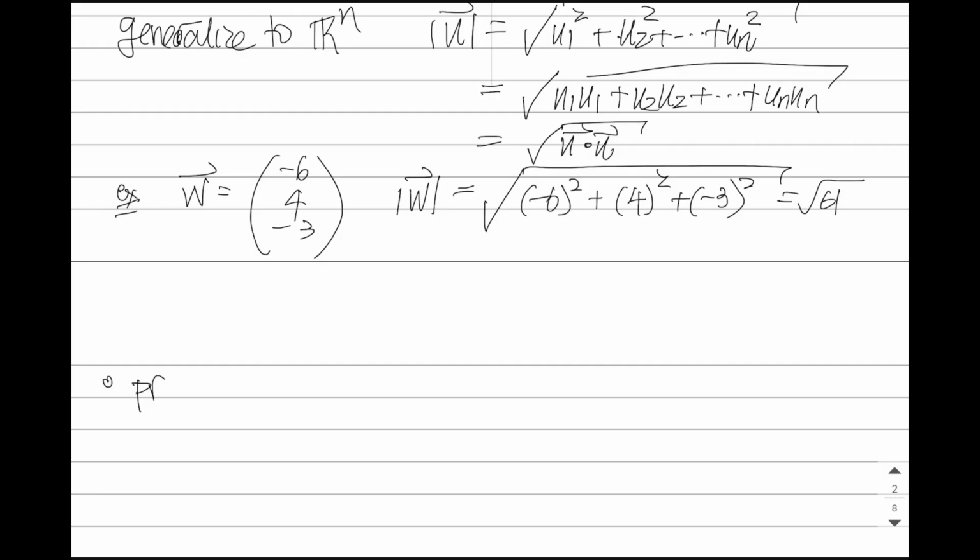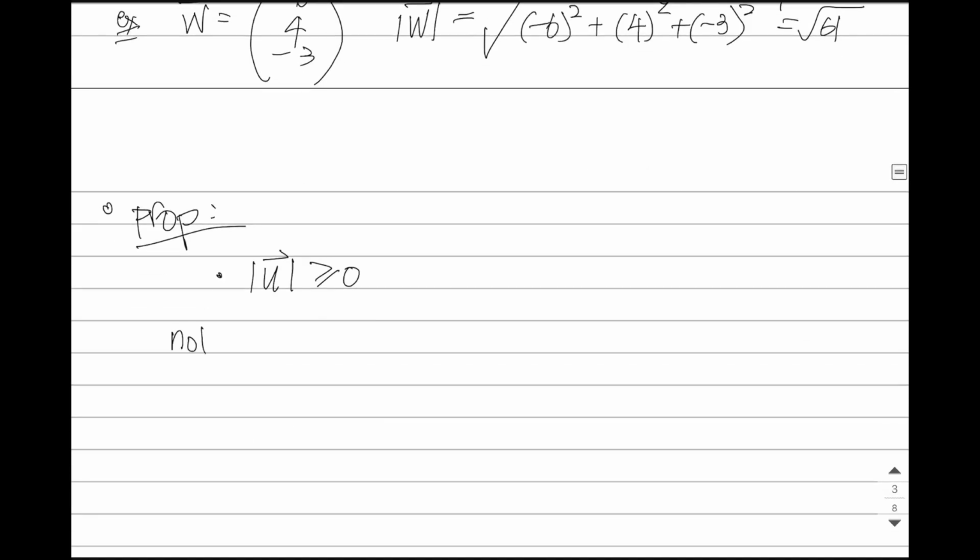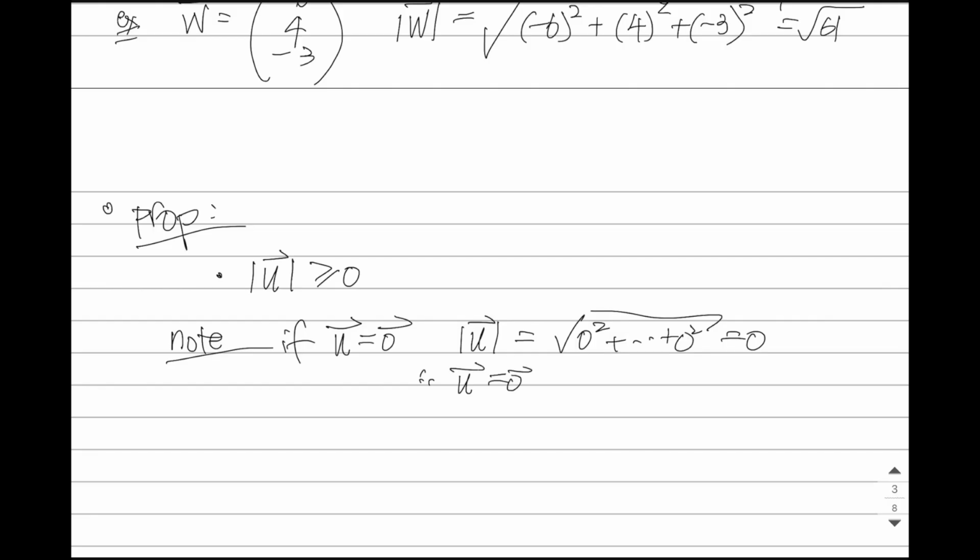Some basic properties of the length of a vector. The length of a vector is always going to be greater than or equal to 0 because it's defined in terms of a square root. The output of a square root, we're always going to take it to be the principal square root, so it's always a positive number. Now note, if I tell you that the vector is 0, then the length of this vector is just going to be 0 squared all the way down. So the 0 vector has a length of 0.